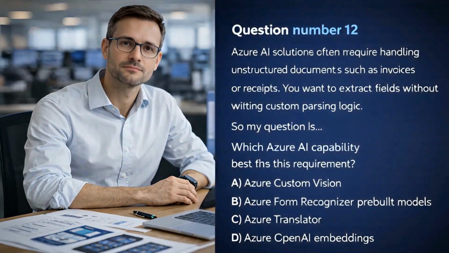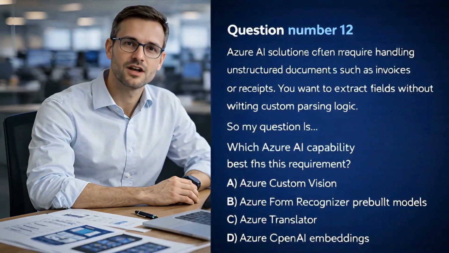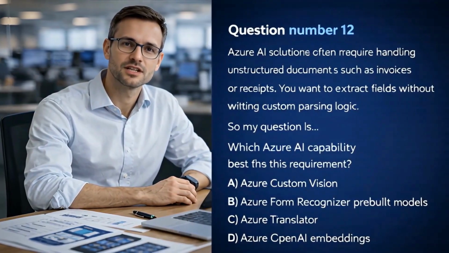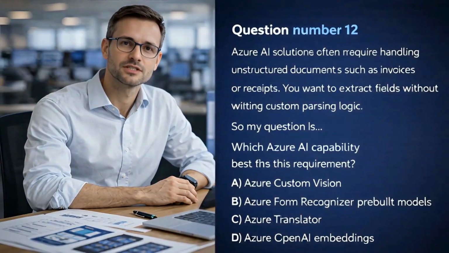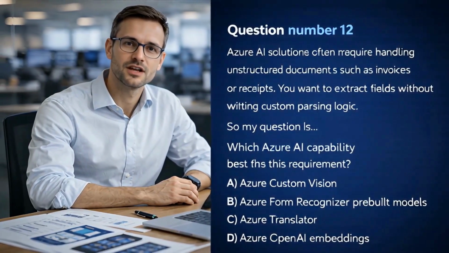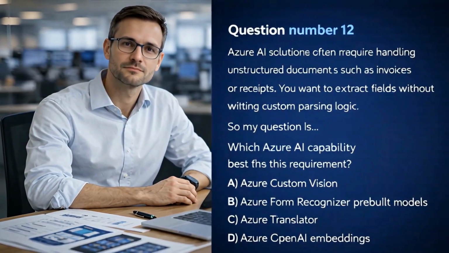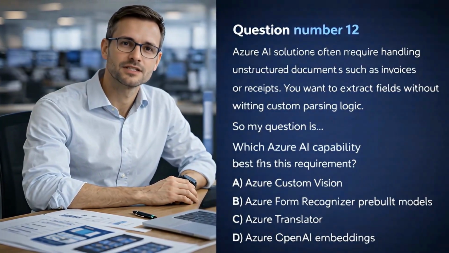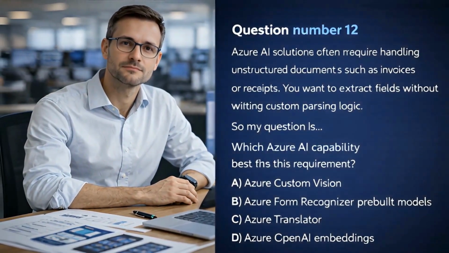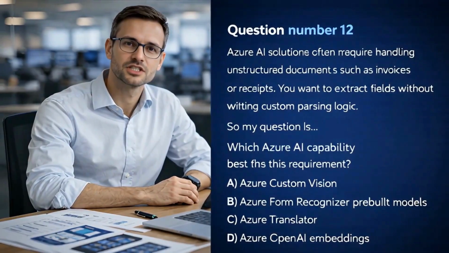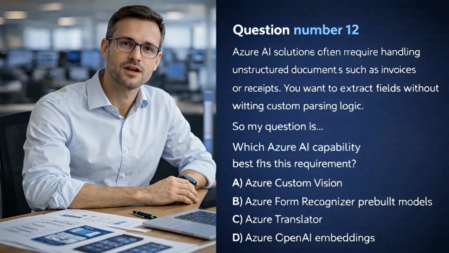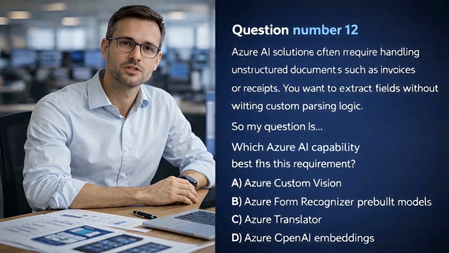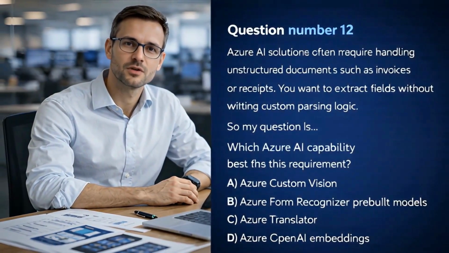Question number 12. Azure AI solutions often require handling unstructured documents, such as invoices or receipts. You want to extract fields without writing custom parsing logic. So my question is, which Azure AI capability best fits this requirement? Options are A. Azure Custom Vision. B. Azure Form Recognizer pre-built models. C. Azure Translator. D. Azure OpenAI embeddings.